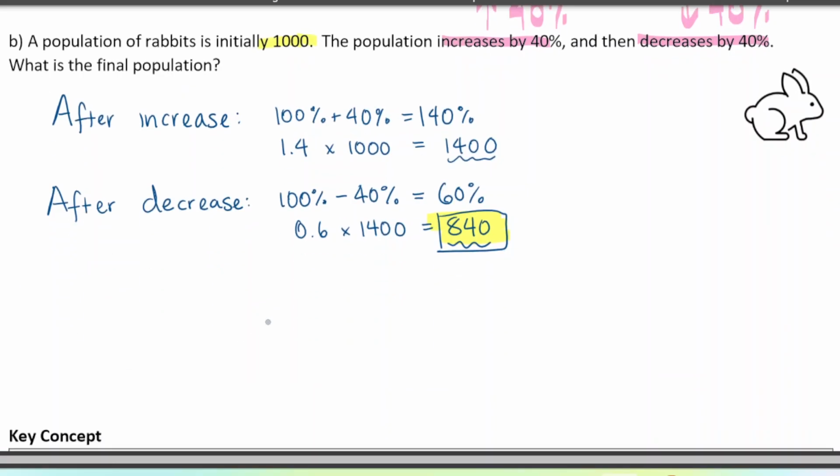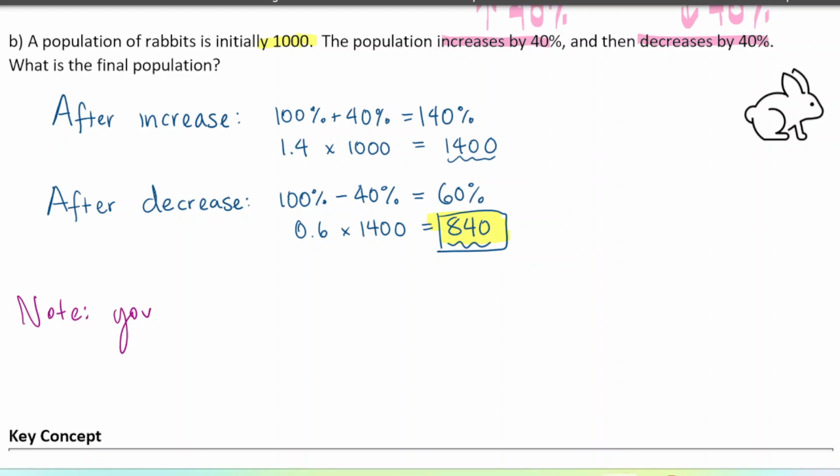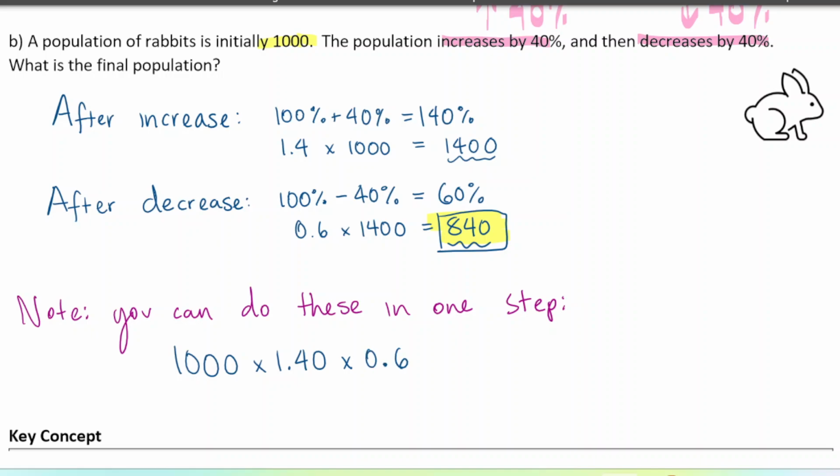Okay. One final note. You can do these all in one step if you want to. So if you want to start with 1,000, if you're comfortable doing this, you can do this. We are increasing by 40%, so we're going to multiply by 1.40, and then we're going to multiply by 0.6 because we're decreasing by 40%, so we're going to get 60% of what we started with. You'll get straight to the correct answer. So if you want to do that all in one step, you can.